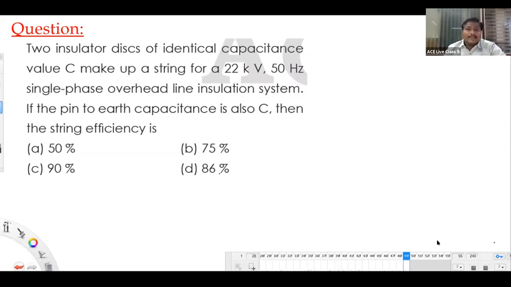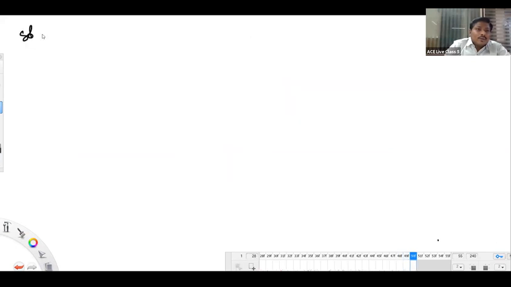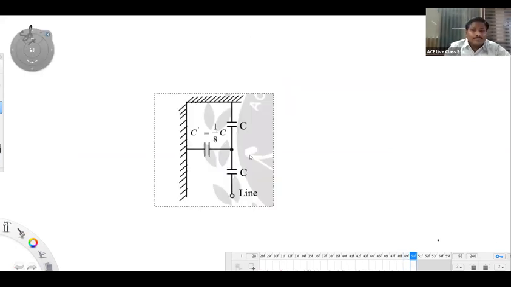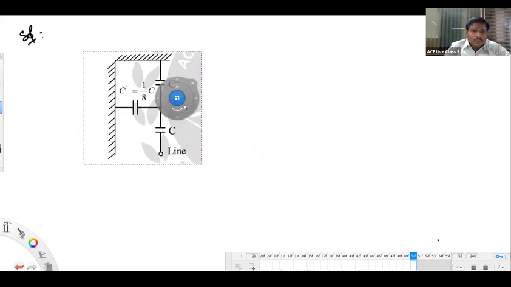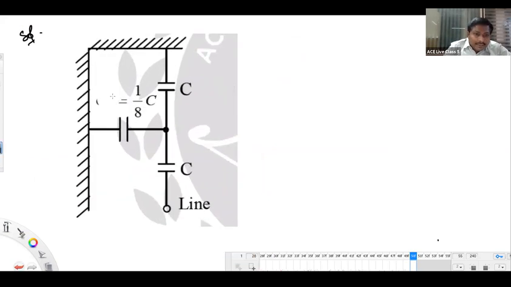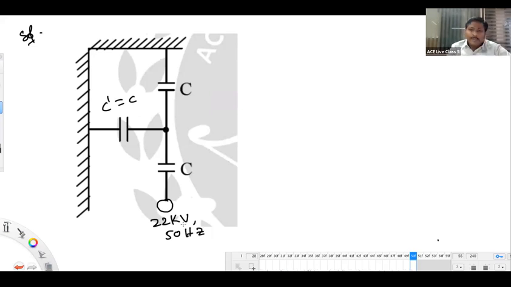See, we have a two-disc string here, something like this. The pin to earth capacitance value, so-called C dash, he is saying is also C. And what is the voltage given for this conductor? 22 kV, 50 Hz frequency. Frequency is very important to take, because if frequency is 0, efficiency will be 100%. So it is at 22 kV, 50 Hz.